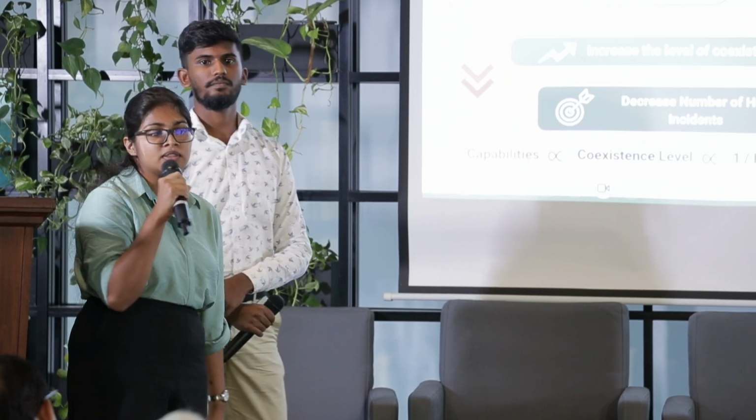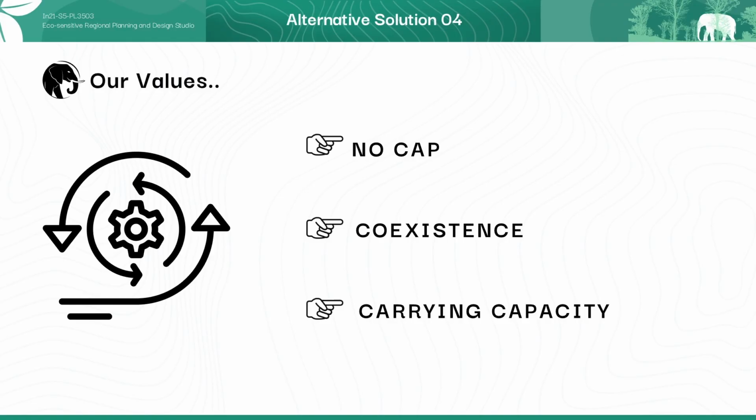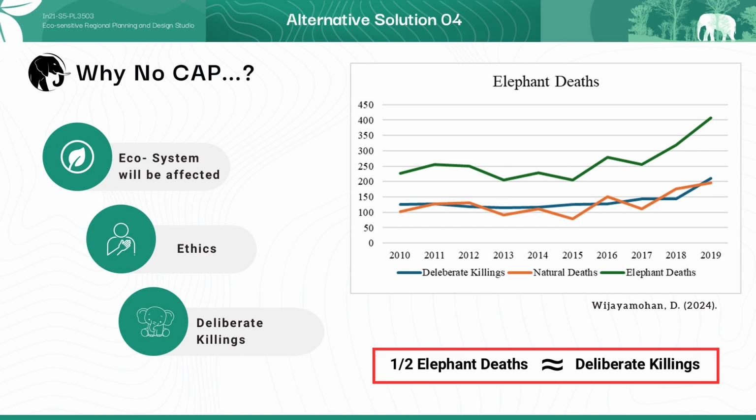Yes, let's move to our final solution. We have mainly three principles: we are not imposing a cap on the elephants, we are going with the flow of coexistence, and we are modeling carrying capacity only if it is needed. So our solution is going through coexistence by looking forward to long-term policy change.